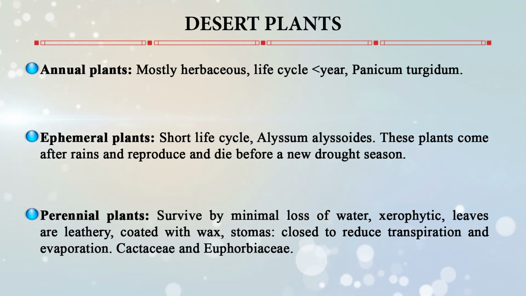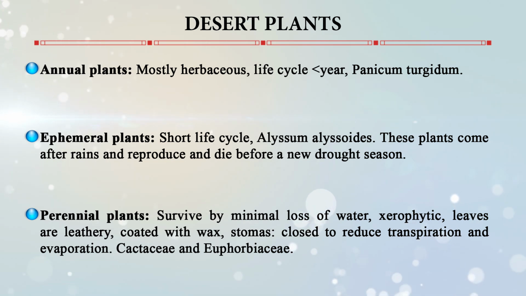Then the stomata, which are openings on the plant's leaf, are closed so that transpiration and the evaporation content can be reduced. Most of the examples that can be cited under this classification are the Cactaceae and also the Euphorbiaceae.